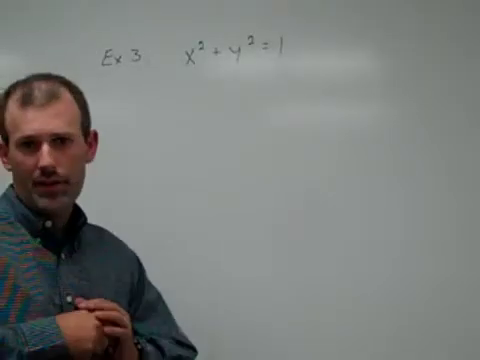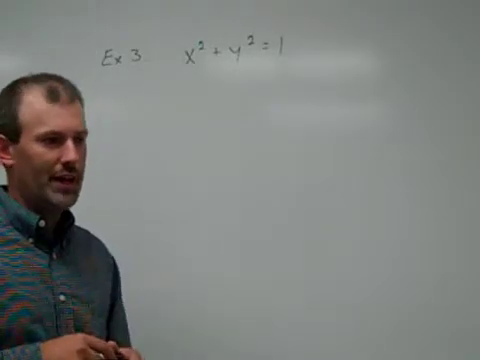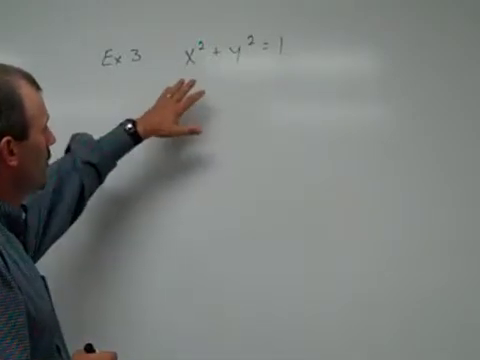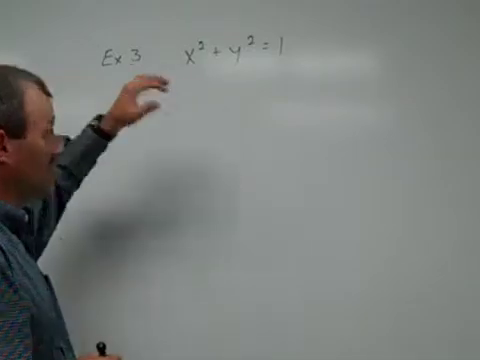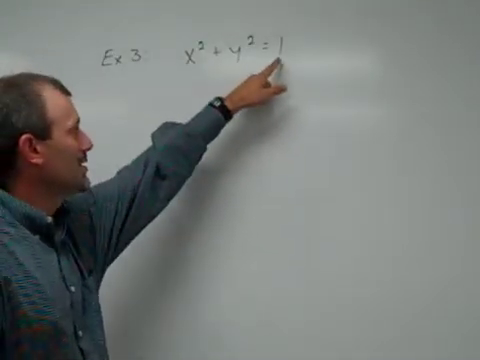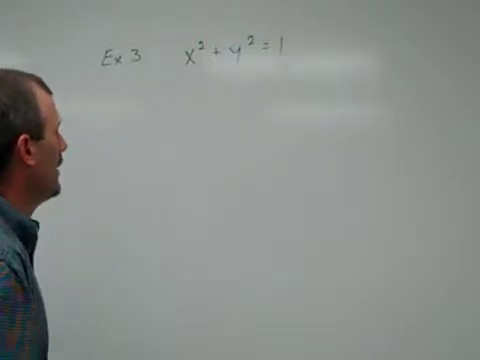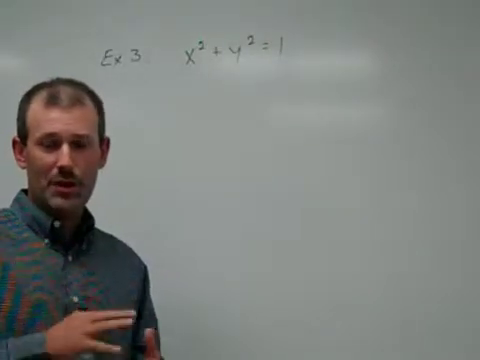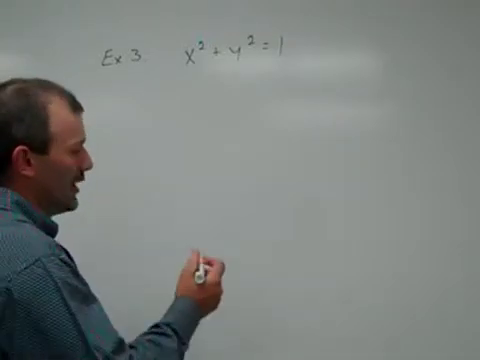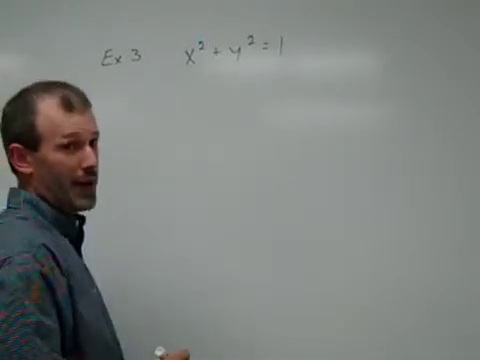Since a graphing calculator can only graph functions, we actually have some issues with graphing an equation like this. If you remember, this is the equation of a circle. This circle has a center at point 0, 0, or the origin. It has a radius of 1. But we cannot graph this just by plugging it into a graphing calculator. So what we have to do is solve this equation for y.